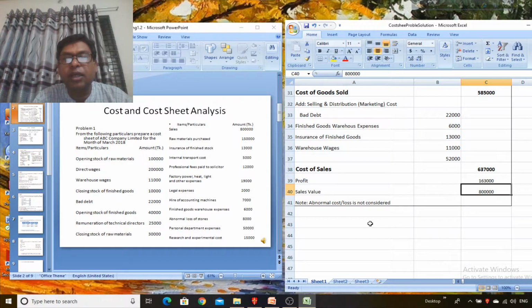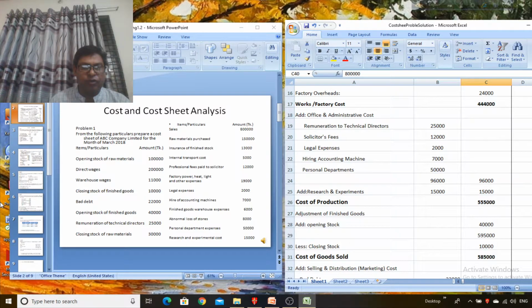Notice that abnormal cost loss is not considered here. We know that abnormal cost is not related to the cost sheet analysis. If it was a normal cost or other cost caused by the cost section or production section, then we can consider it as cost elements. Now we can ignore it, so we did not give any application here for abnormal cost. Thus we can work out problem 1. What about problem 2?